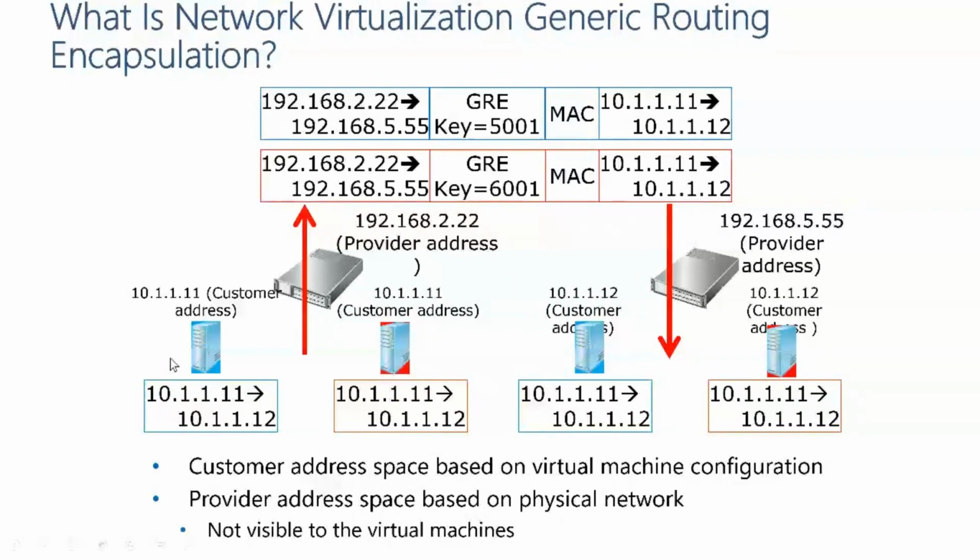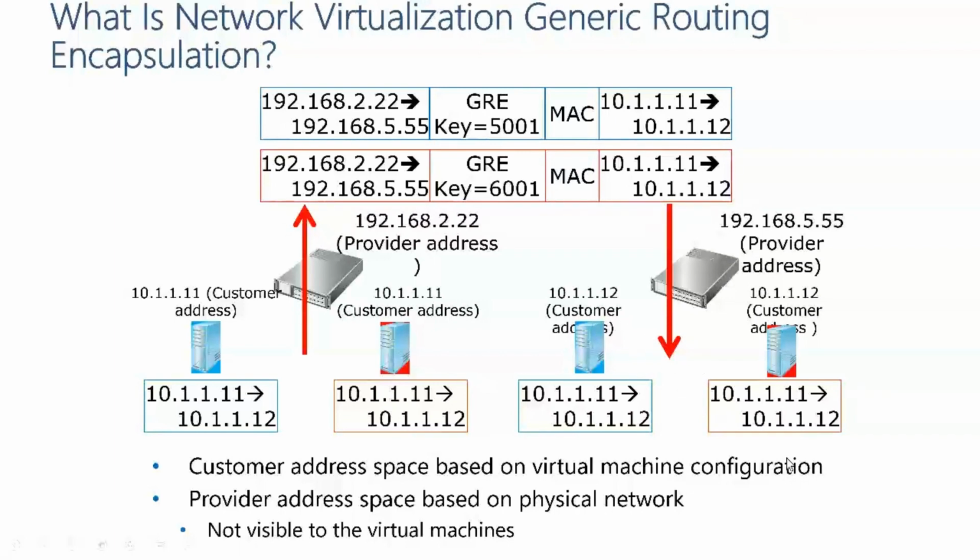Any traffic from the client goes through the physical network infrastructure to this Hyper-V's physical address, and then it puts it onto the blue team or red team, whatever.